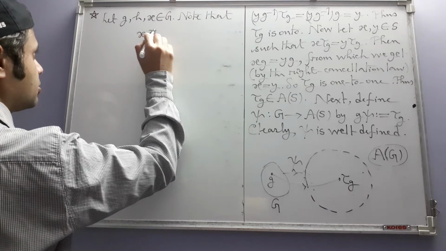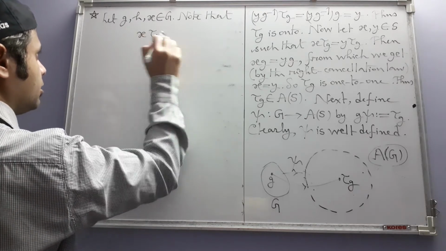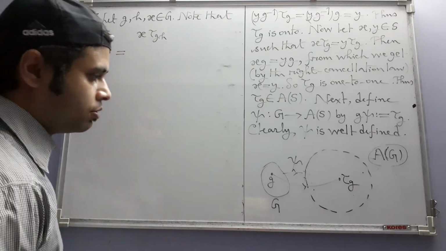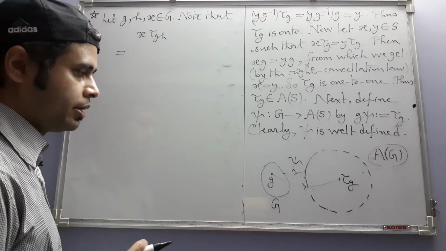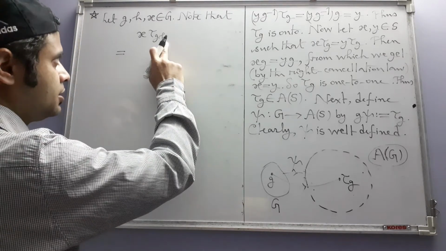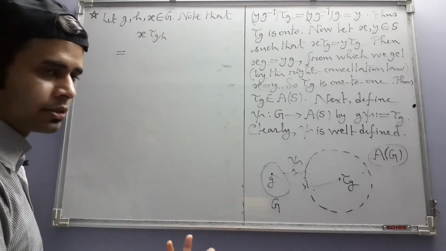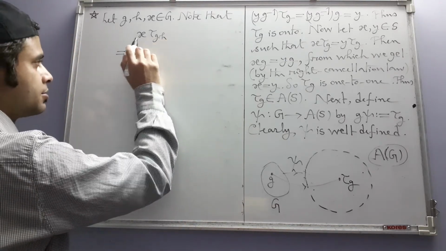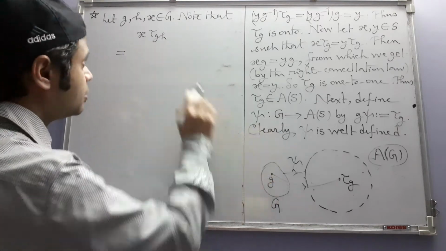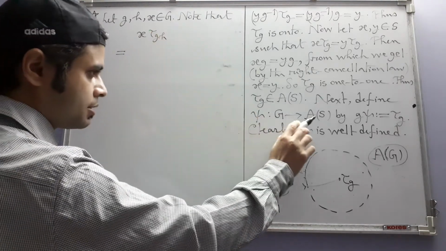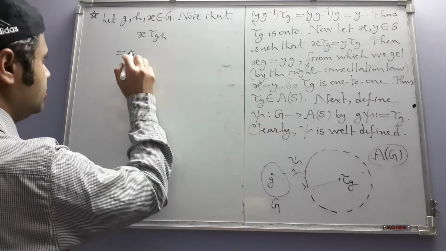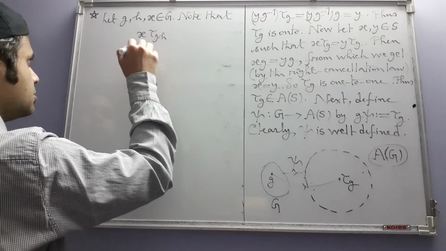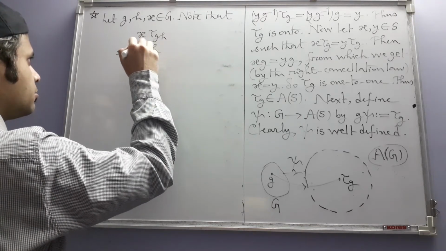x tau gh. g and h are two group elements, so gh is their product, that is also a group element. So this tau gh is the corresponding tau function, it makes sense, and you can apply that function on x, because x is coming from G, that means x is coming from S, which is nothing but G. So by the definition of tau gh, this is x gh.